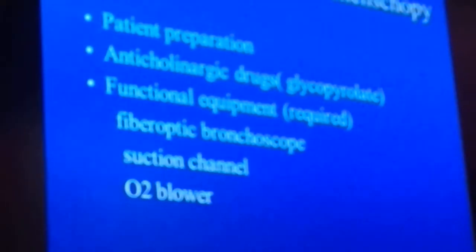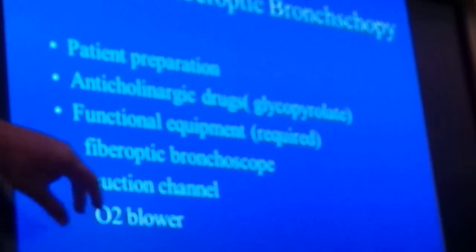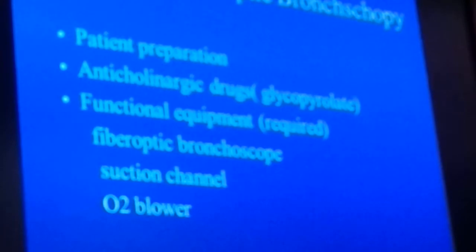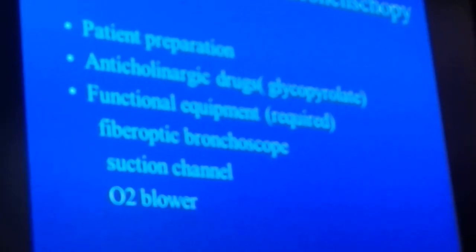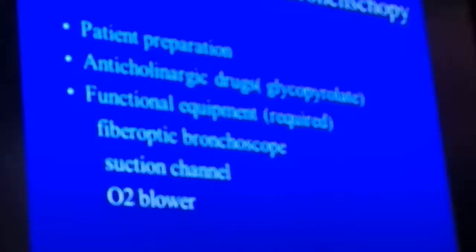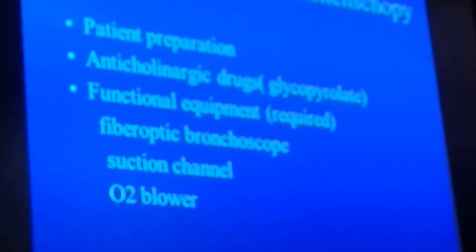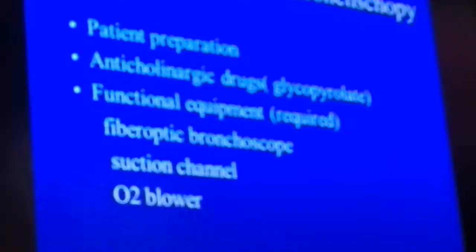And sometimes if you have blood or you have high secretions, then you need an oxygen blower to open the way for you, not only to use the suction. If the patient has pulmonary hemorrhage and is bleeding all the time, you will not see anything with the fiber optic. So we use oxygen to blow away and see a good view. This is the tower, you know it much better than me.